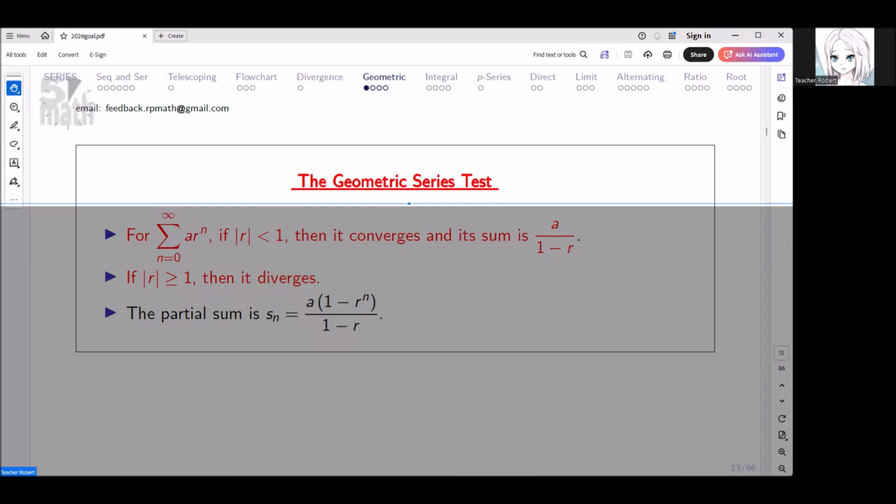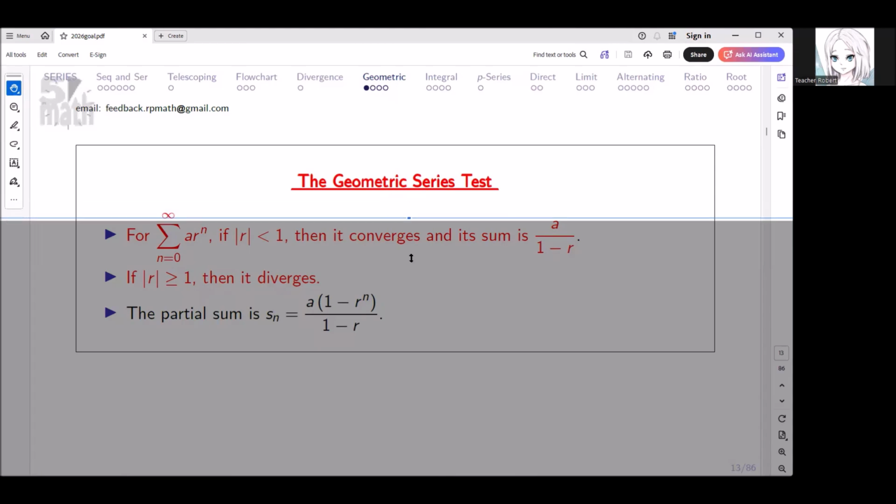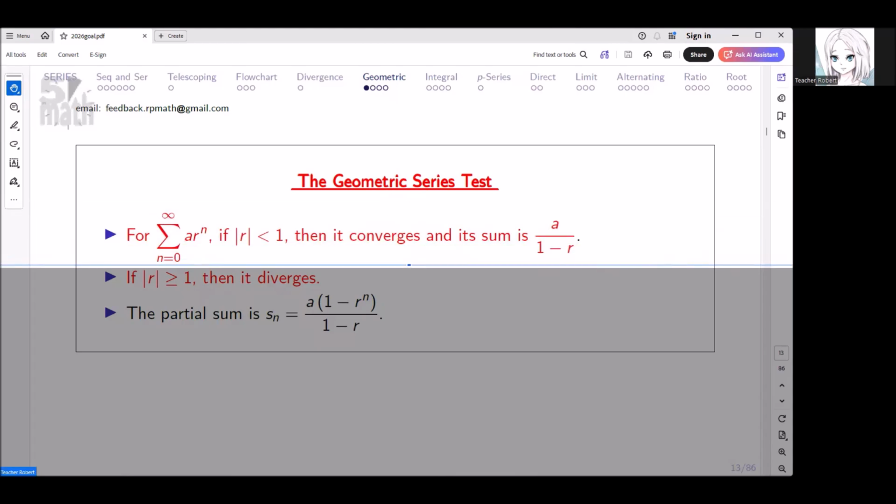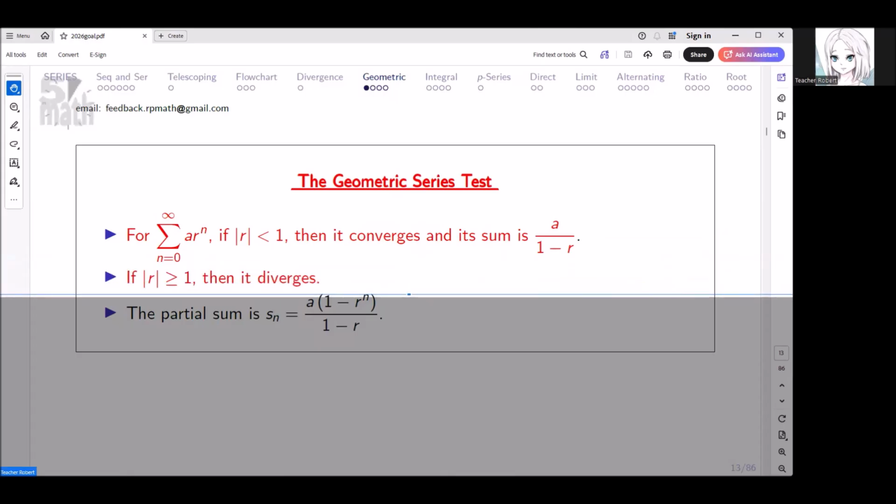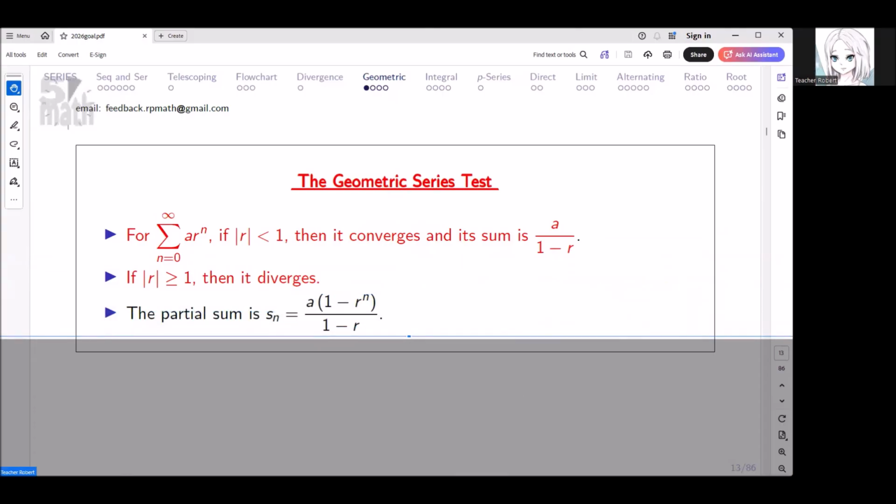The geometric series test. For series n equals 0 to infinity of a r to the power n, if absolute value r is less than 1, then it converges, and its sum is a over 1 minus r. If absolute value r is greater than or equal to 1, then it diverges. The partial sum is this.